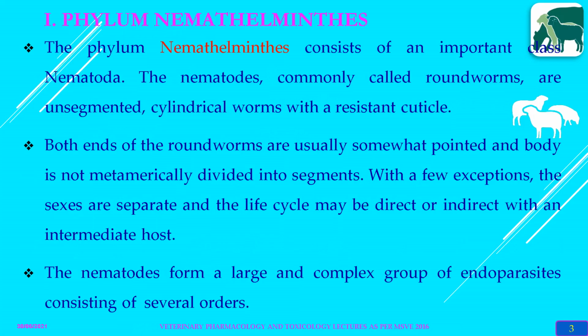Coming to a little literature, these helminths are also known as nematodes, and this is the important class Nematoda, the broadest class. The nematodes, commonly called roundworms, are unsegmented, cylindrical worms, in contrast to the tapeworms and also the flukes. They have a cuticle, which is resistant to most physical threats.